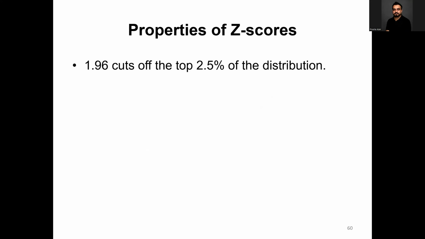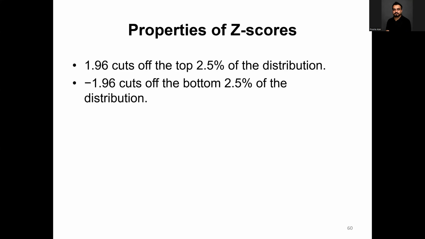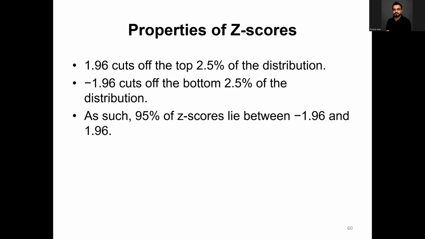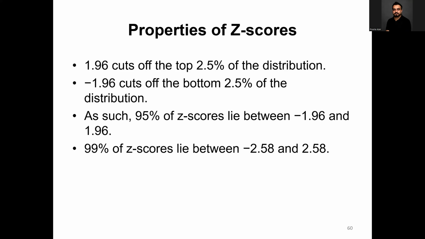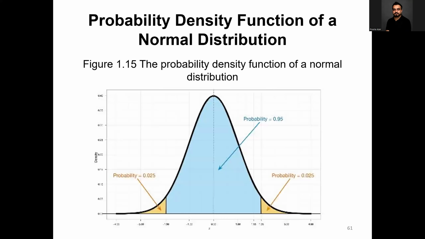So 1.96, this is our z-score, cuts off the top 2.5% of the distribution. The negative 1.96 cuts off the bottom 2.5% of the distribution. So a positive z-score means above the mean, negative z-scores mean below the mean. So 95% of z-scores lie between minus 1.96 and 1.96, and so on.